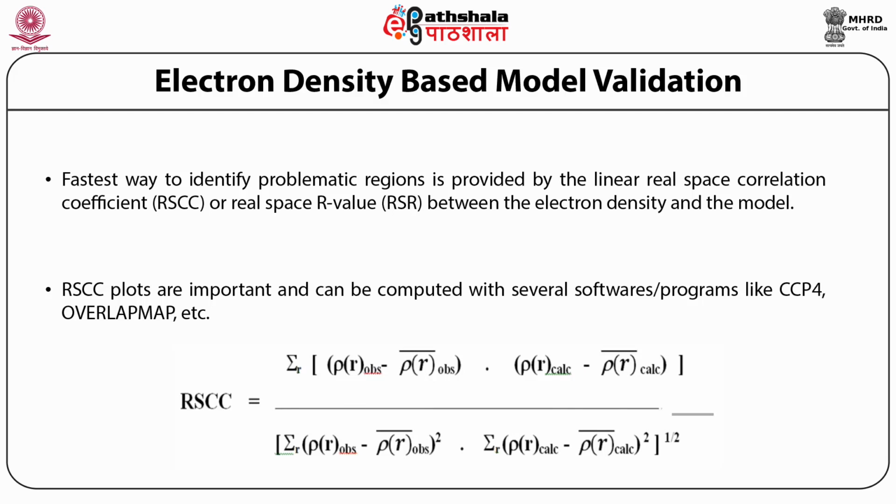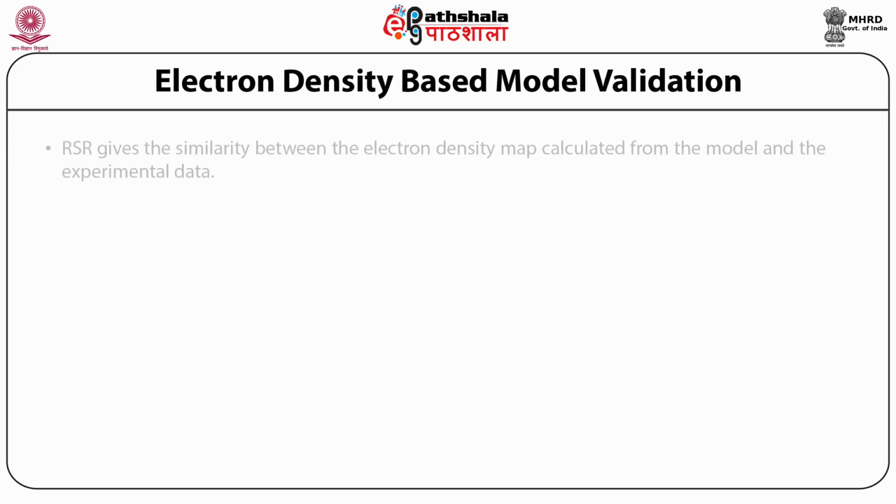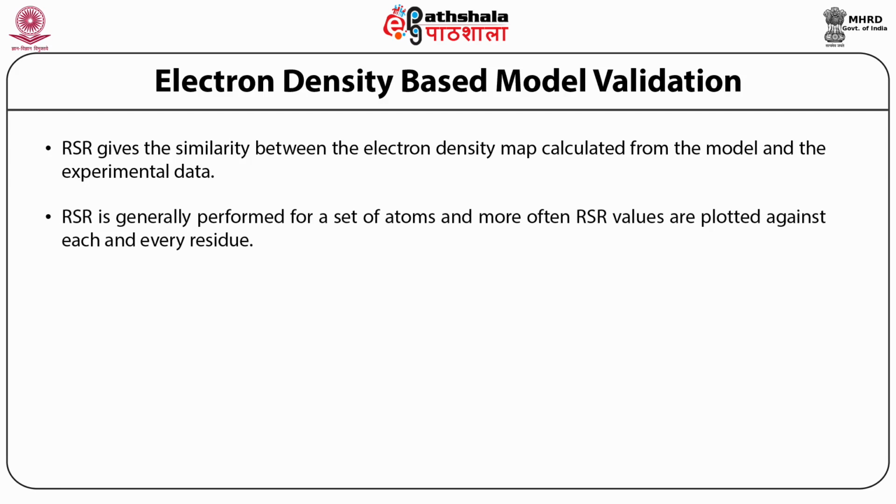RSCC plots are mandatory nowadays for manuscript review, and this can be computed by using the programs CCP4, Overlap Map, or some other programs that are available. RSR will give the similarity between the electron density map that is calculated from the model and the experimental data. RSR is generally performed for a set of atoms, maybe amino acids or nucleic acid atoms, and more often RSR values are plotted against each and every residue.